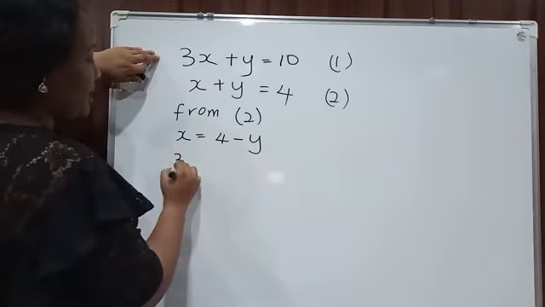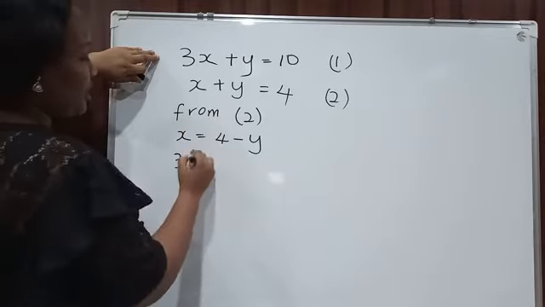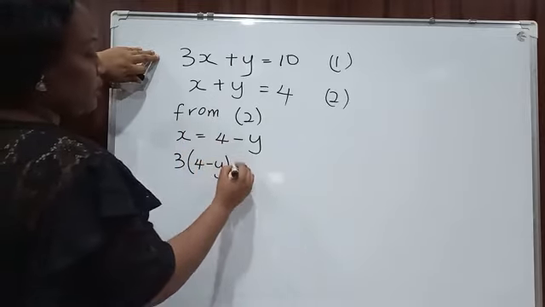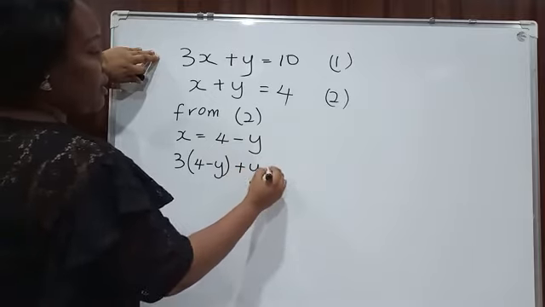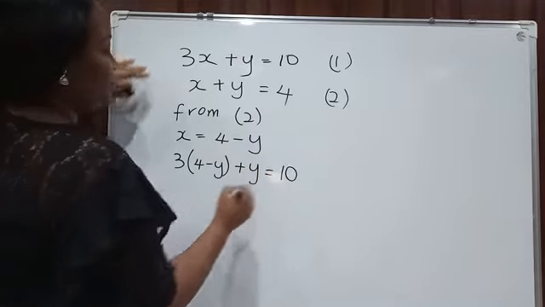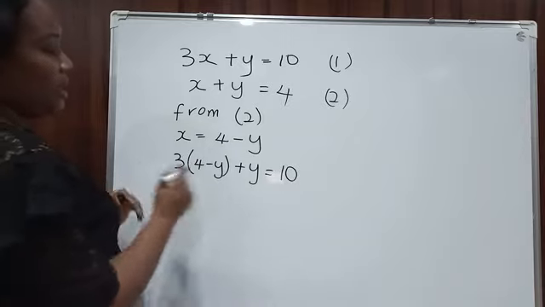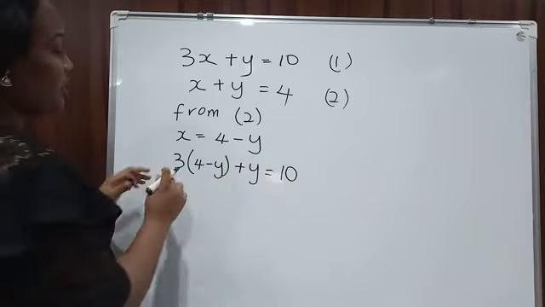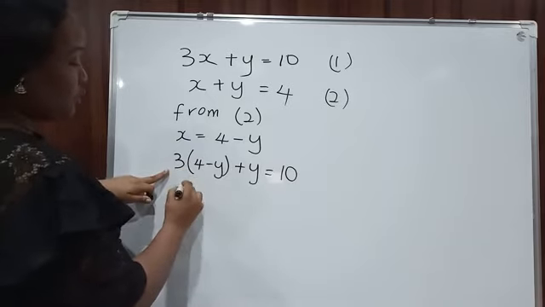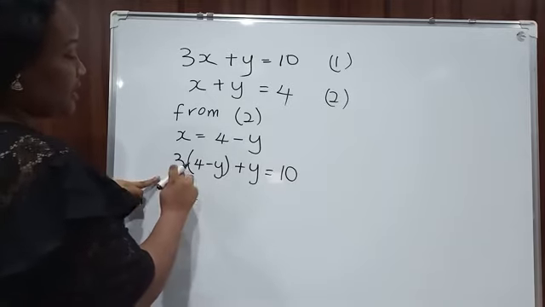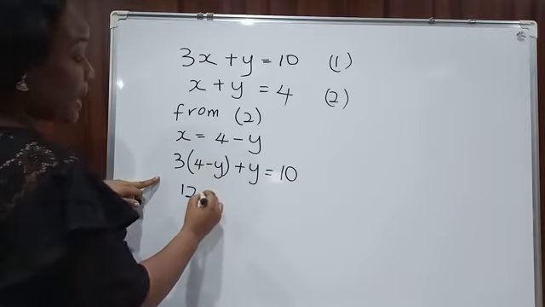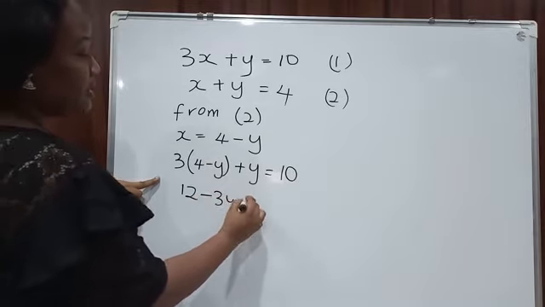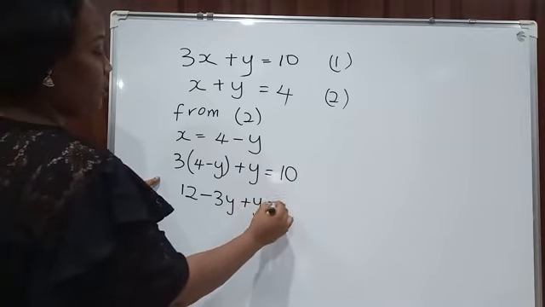You have 3, and instead of putting x, you put 4 minus y, in brackets: 3(4 minus y) plus y equals 10. Now another equation is out, a linear equation this time. You have 3 times 4, 12. Then you have 3 times y minus y, you have minus 3y, plus y equals 10.